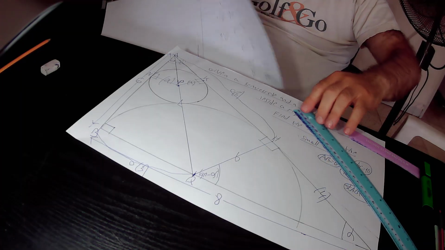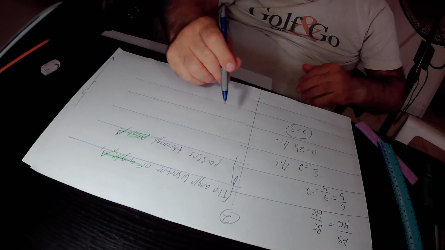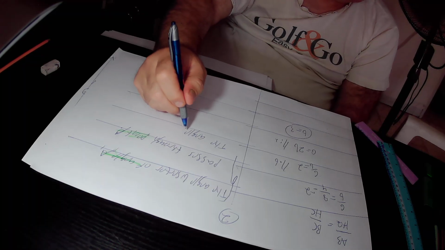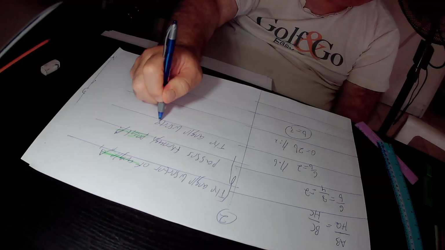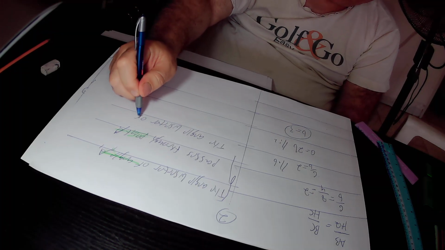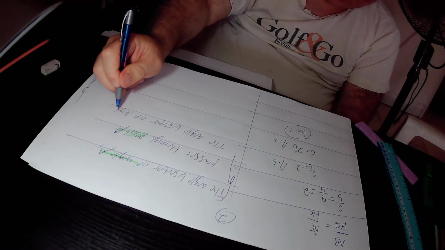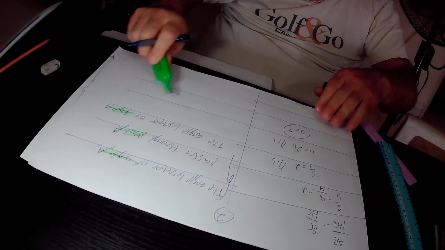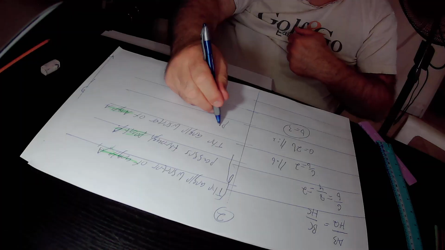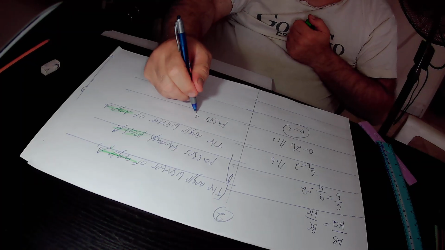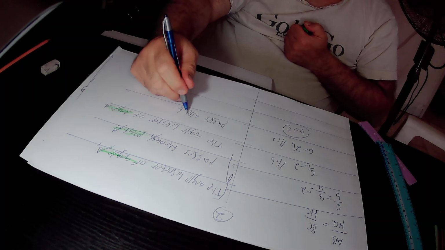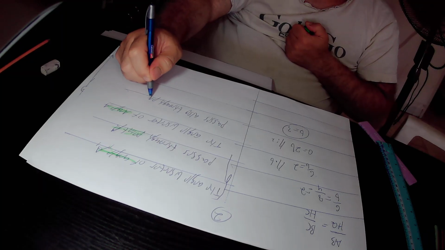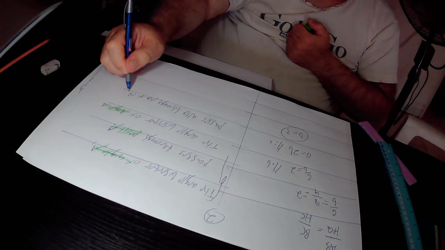So I can write down that the angle bisector of the same angle, angle A, passes also through point Q, that is the center of the big semicircle.